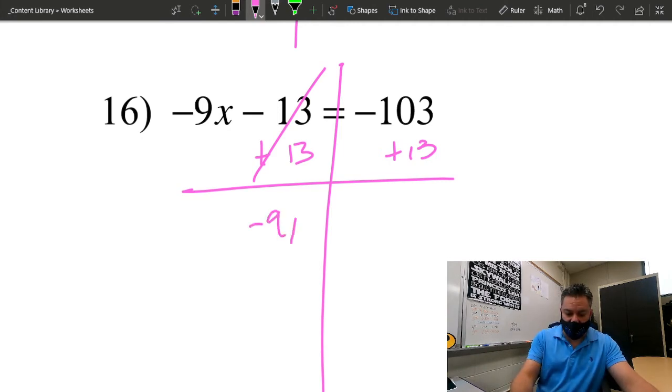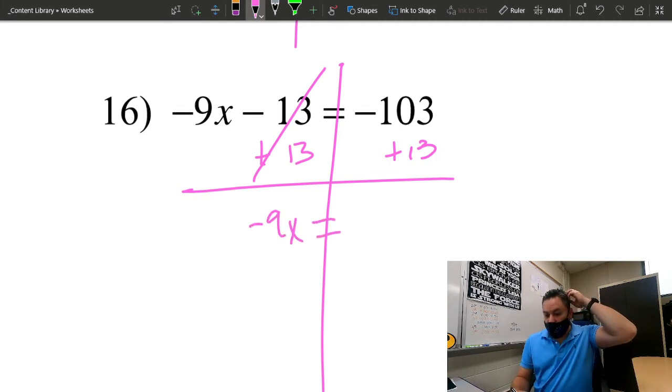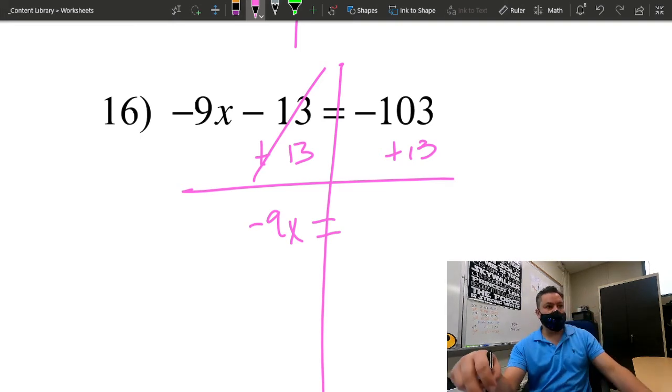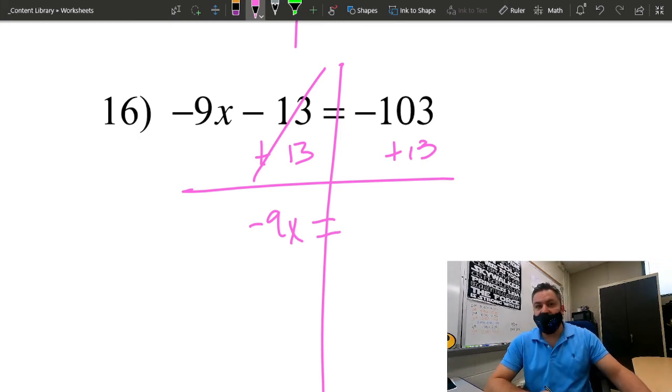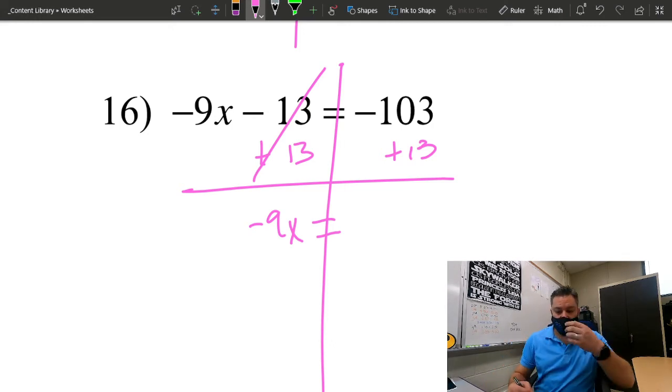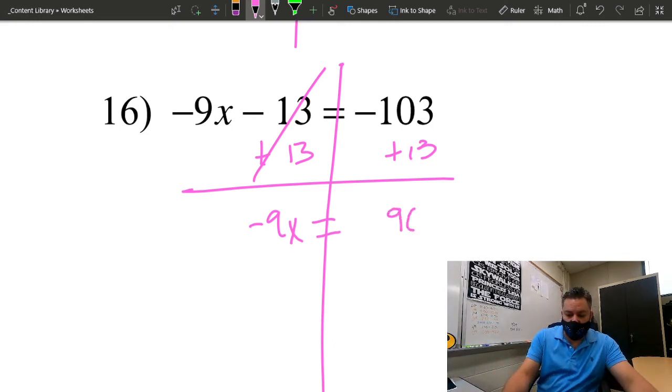So we're left with negative 9x equals 2. We have opposite signs. So what's going to happen over here? It's going to be negative. Is that subtraction or addition? Opposite signs, you subtract them. So 103 minus 13. How much is that? 90, right? Now, is it going to be positive or negative? Negative. Why? Because you're doing the opposite.